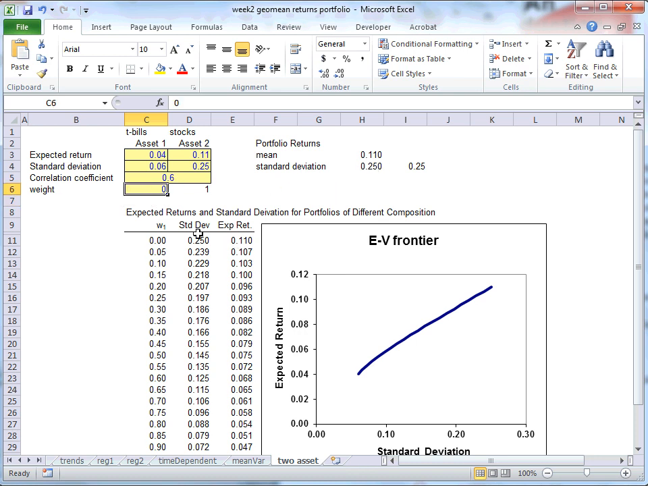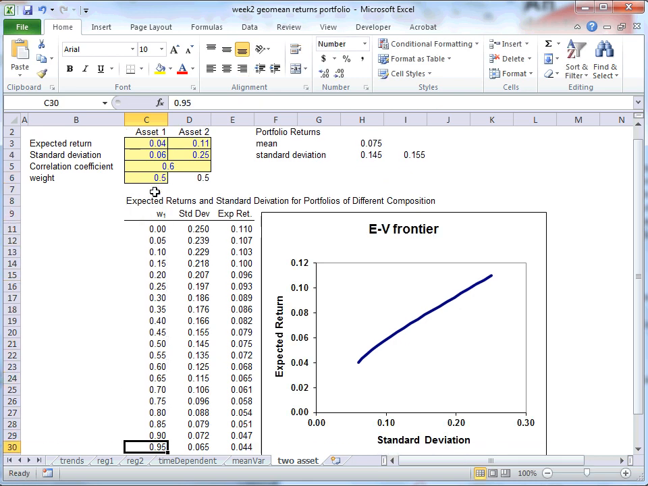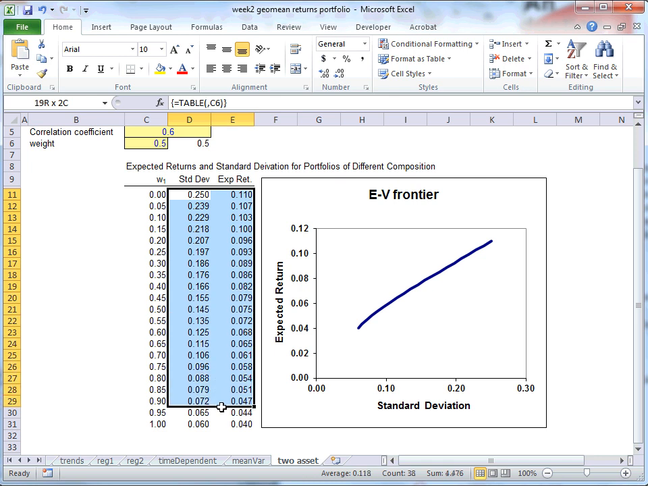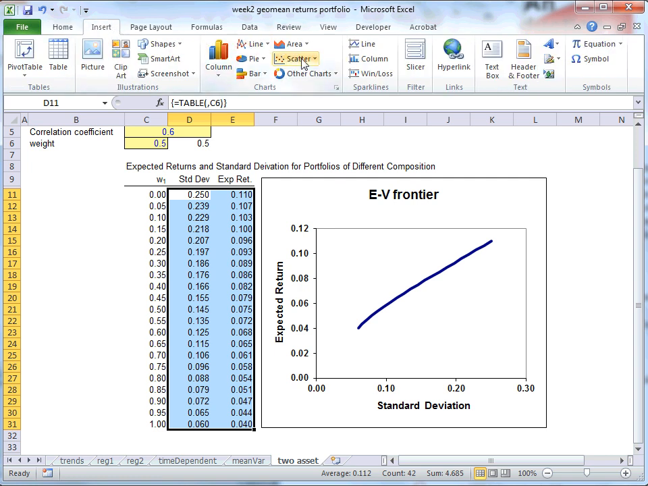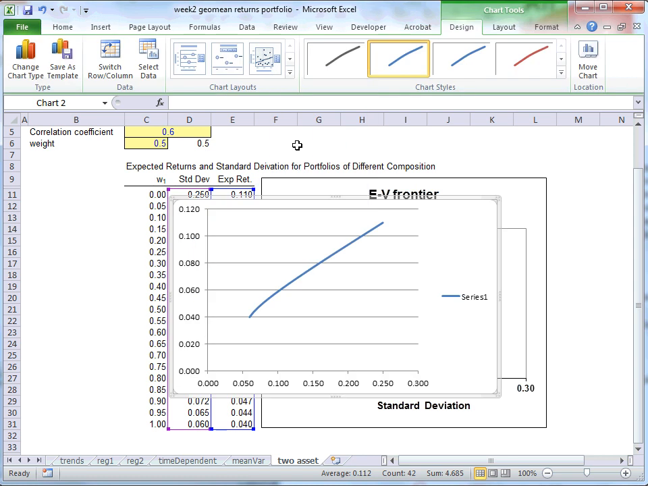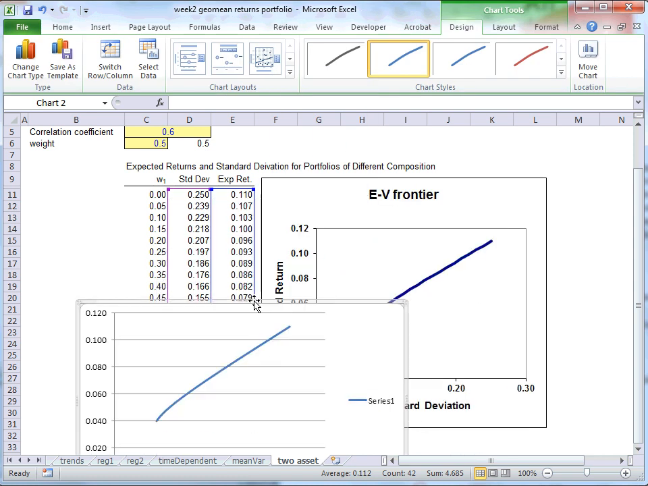Or excuse me, 0.25, same. 0.11, same. Now let's do 0.05. 0.05 has an expected return of 1.07, same as here. 0.239, same as here. Alright. We got a graph of here. And this is just a graph of this. You can see this if you want to. Insert a scatter graph, collect the lines. You get the same exact thing with some more formatting.